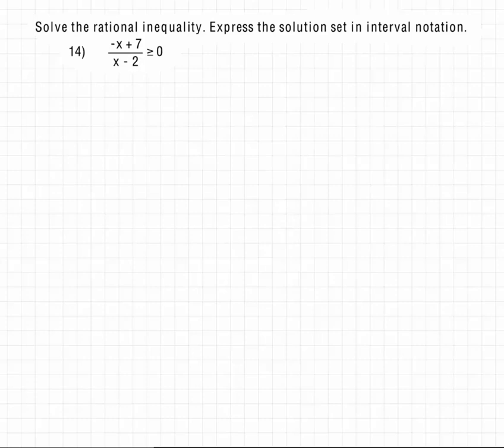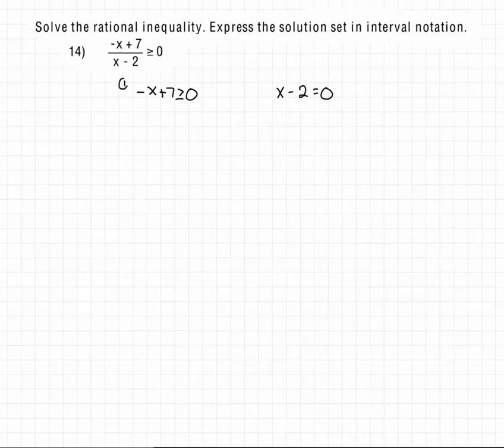So our first step is going to be taking our numerator and setting it greater than or equal to 0, and then our denominator is going to be set equal to 0, not the greater than part. So we're going to have x minus 2 is equal to 0. So now for both sets, we want to isolate that x.